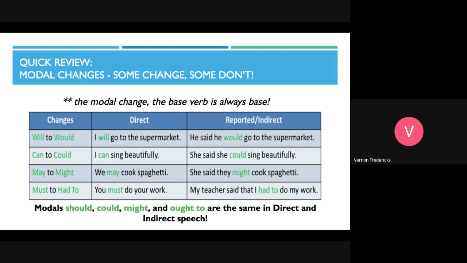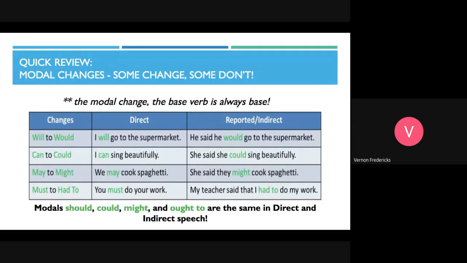Will to would. Direct speech: I will go to the supermarket. Reported speech: he said he would go to the supermarket. So will changes to would.